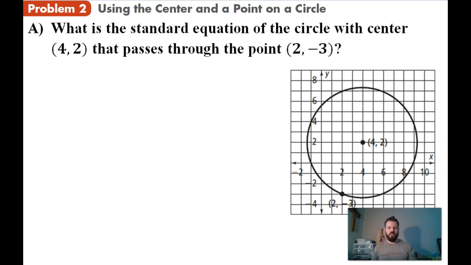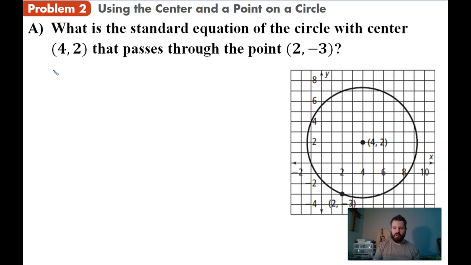All right, in problem 2, we're going to do the exact same thing, except this time we're not going to be given the radius. We're going to be given another point on the circle, so we're going to have to actually solve for the radius. Part A says, what's the standard equation of a circle with center (4, 2) that passes through the point (2, negative 3)? Okay, so I've got a picture for this one. We don't actually need it, but it helps explain what's going on here.